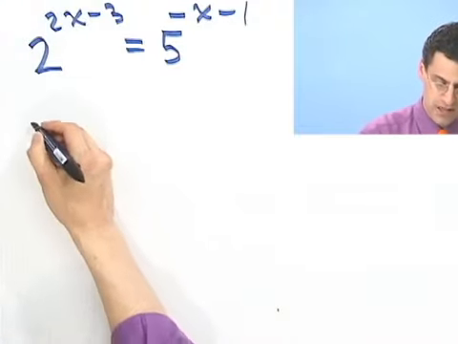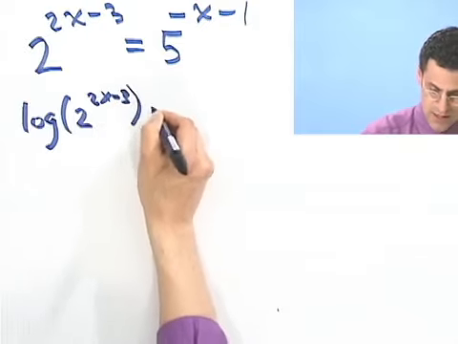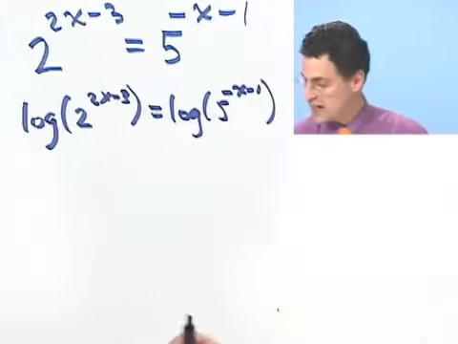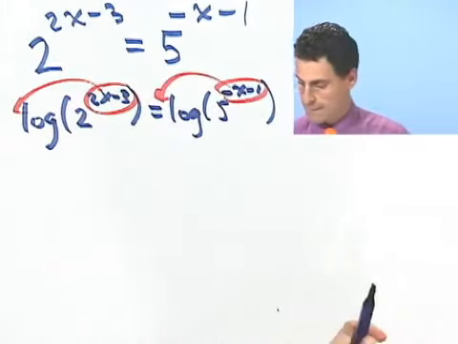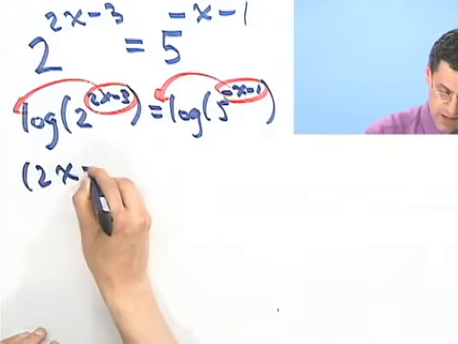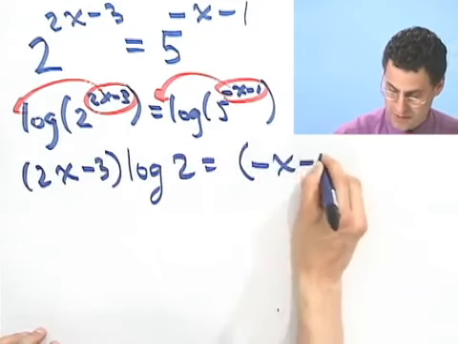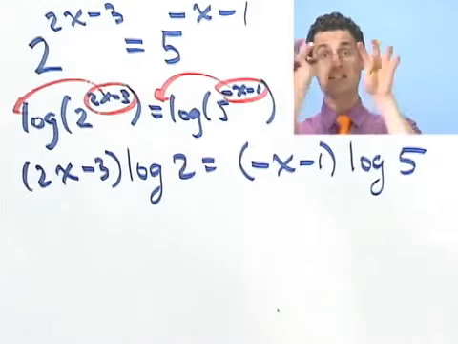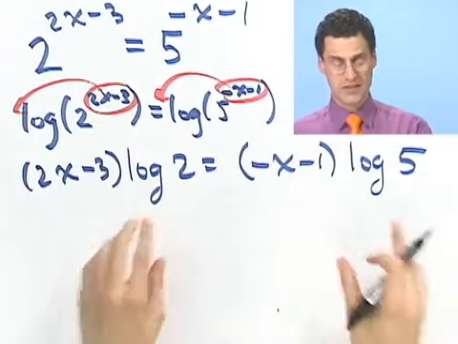If I take logs of both sides, so log of 2 to the 2x minus 3 equals log of 5 to the minus x minus 1, then I can use laws of exponents to pull this out in front. And using the log stuff, I see the quantity 2x minus 3 times log of 2 equals the quantity minus x minus 1 times log of 5. Well, now all the x's are down below. They're not in the exponents anymore. Of course, there's a price you pay for that. I now have logs in the picture. But that's OK. They're just logs of numbers.